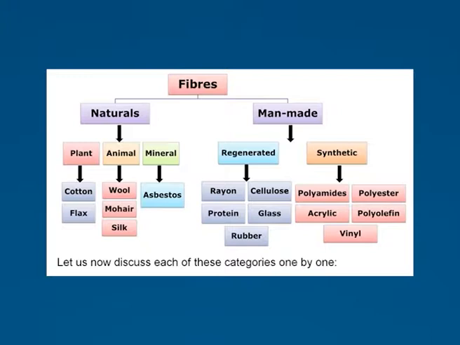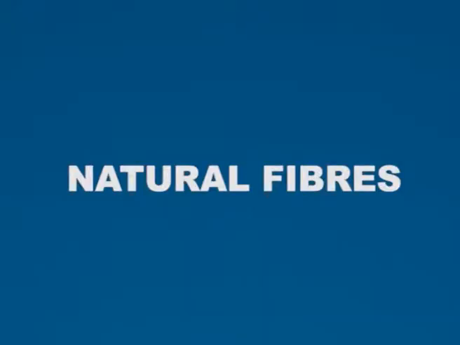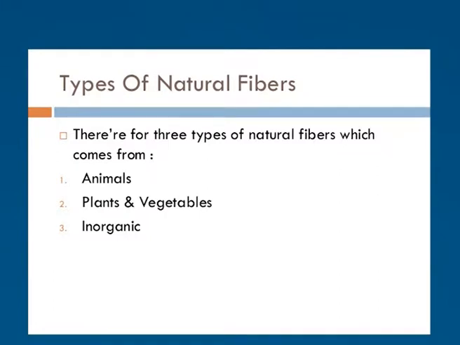Now, we are going to discuss these categories one by one. Let us now discuss each of the above categories one by one. First, let us come to natural fibers. Natural fibers are made from raw materials obtained from plant and animal sources. Examples of natural fibers comprise of bamboo, hemp, cotton, silk, wool, etc.